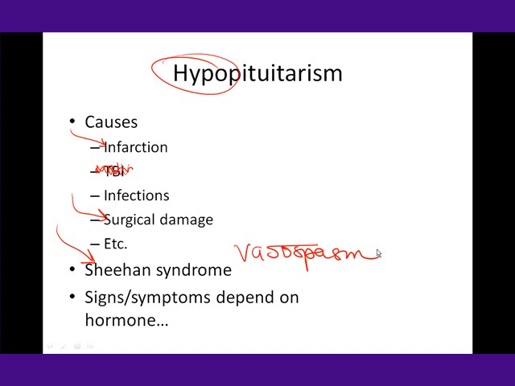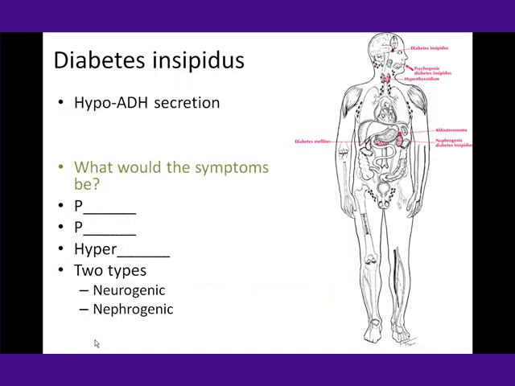Now again, signs and symptoms will depend completely on which part of the anterior pituitary is damaged. If I damage the region responsible for growth hormone manufacture, I'm going to get different signs and symptoms than I would if I damage the region responsible for the manufacture of prolactin. So let's take a look here. I'll give you an example.